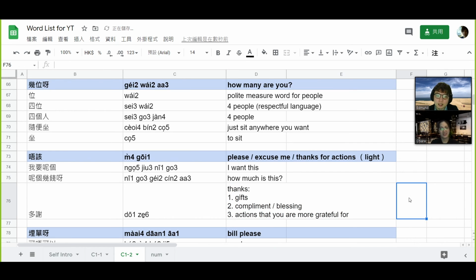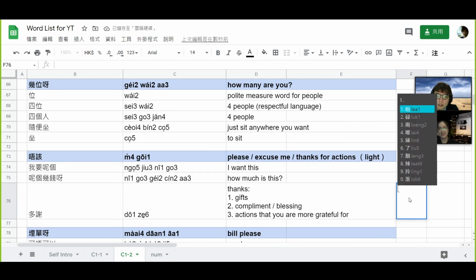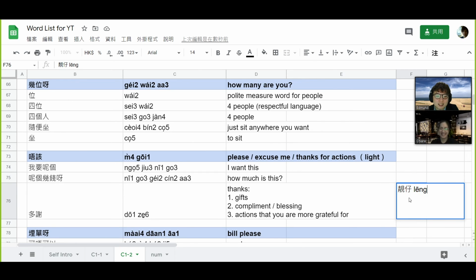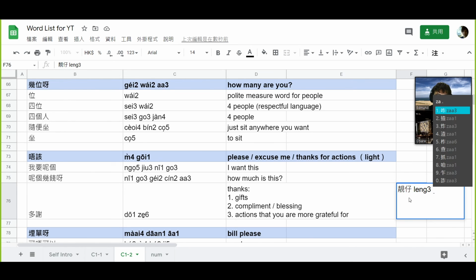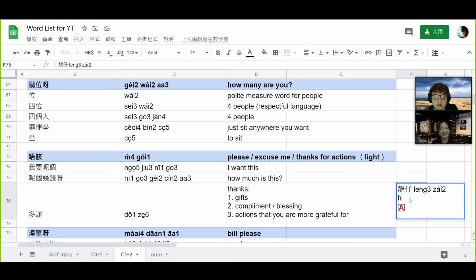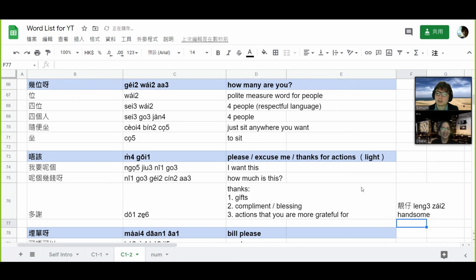你好靚仔. If someone says 你好靚仔, then you say 唔該, then it will be like, I knew it already. So for 靚仔, you cannot say 唔該. 靚仔 is handsome. 多謝 is like thanks for the action of telling me. I knew it already, so you don't say 唔該 in that situation.